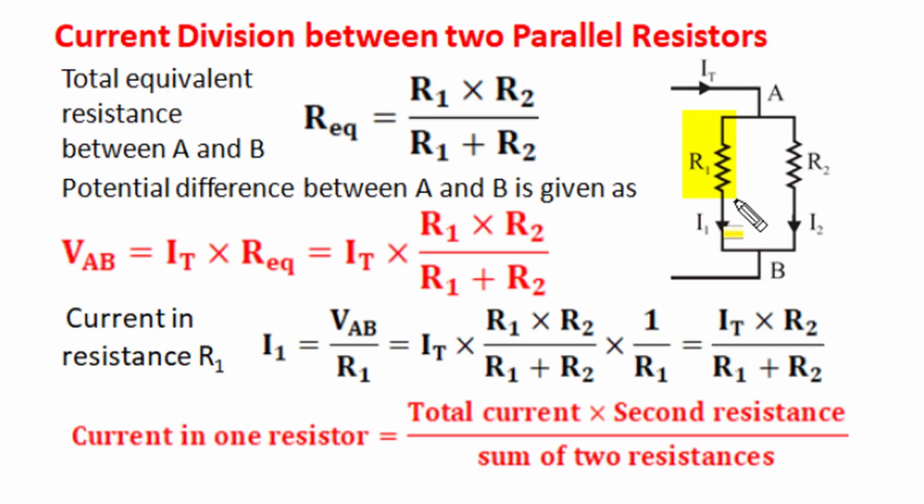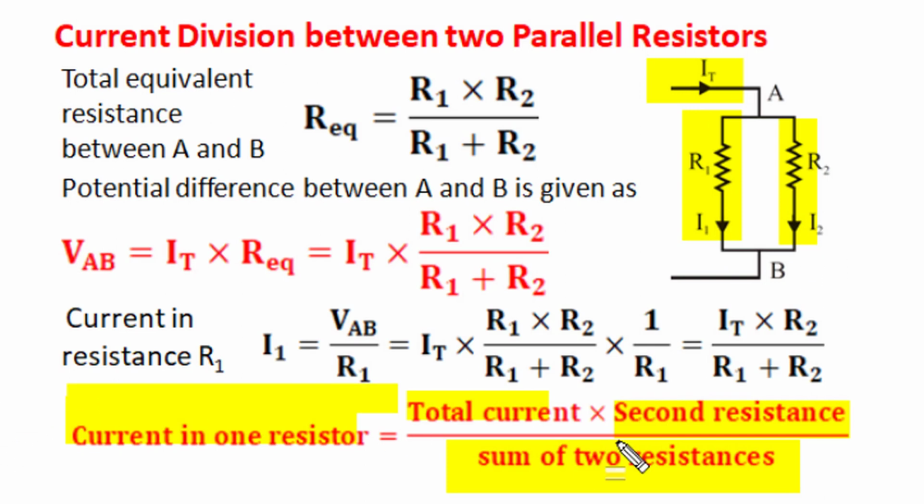When there exist only two resistors in parallel and the total circuit current is given, then we can find out current in one resistance branch as total current multiplied by second resistance value divided by sum of two resistances value, and we can derive this yellow highlighted relation in a very simple manner.